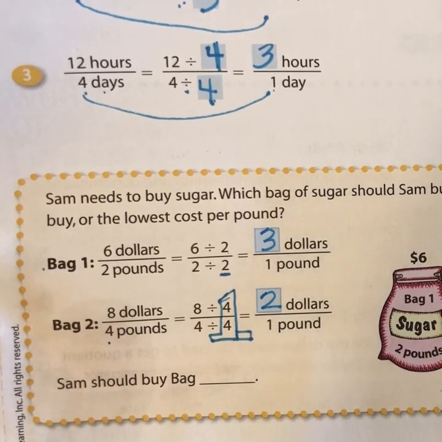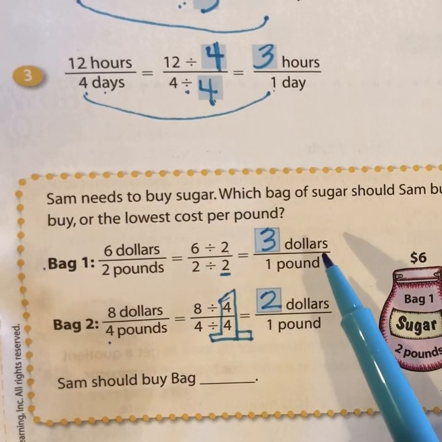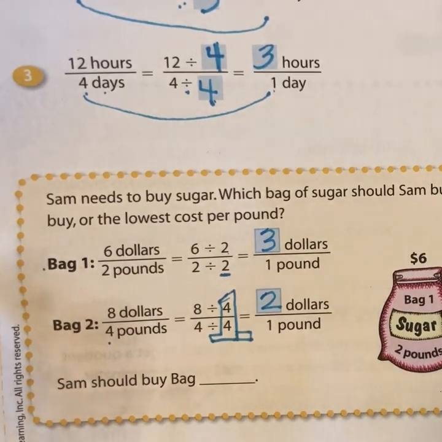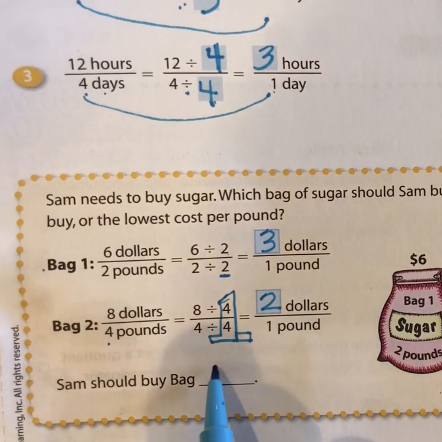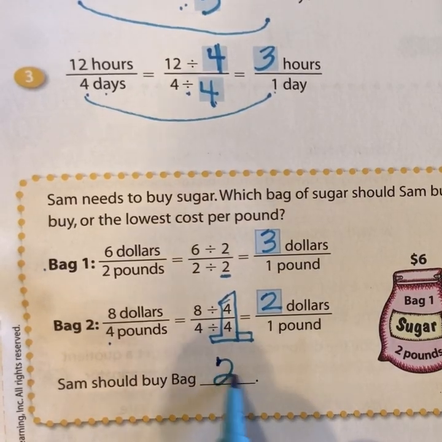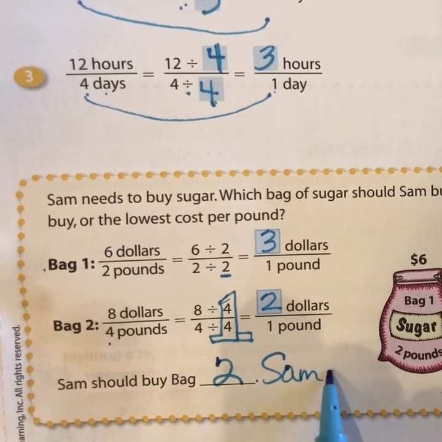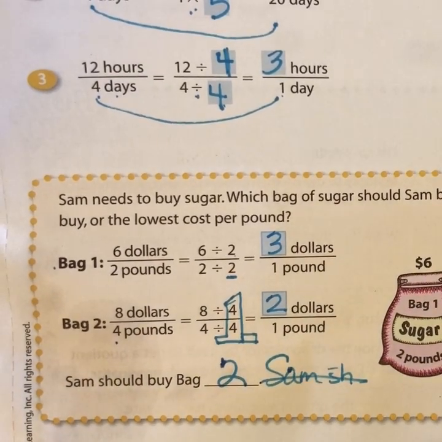Okay, so which bag should Sam buy? Which one's the better deal? Well, I would say bag 2 is the better deal. Okay, because it's $1 more per pound for bag number 1. All right, and plus you get a little bit more. So if I was at Costco and I was buying sugar, I would buy Sam's. All right. So I'm going to say number 2. Or you could put Sam should buy number 2 or whatever. Oh, it already does that. So forget that. Okay. All right.